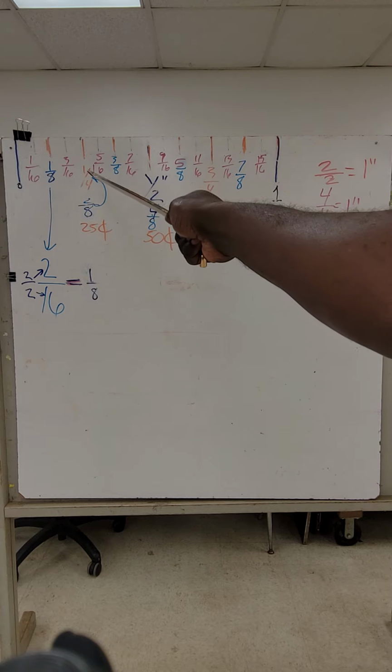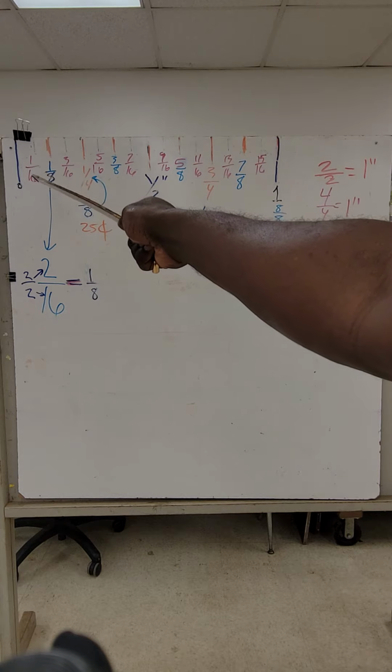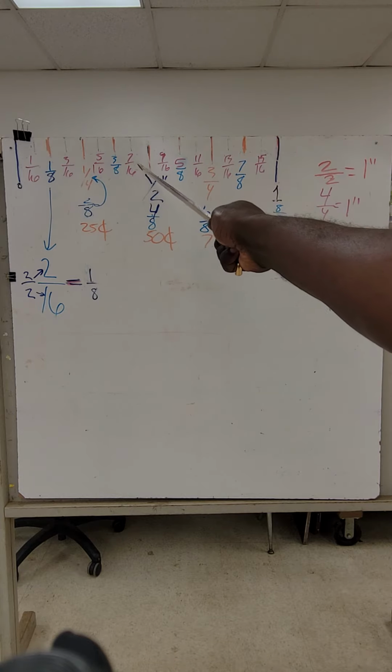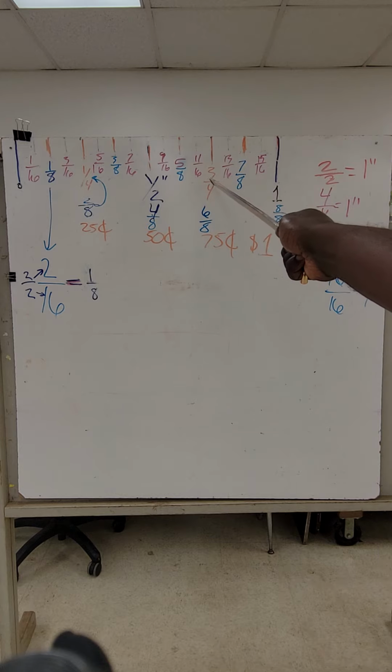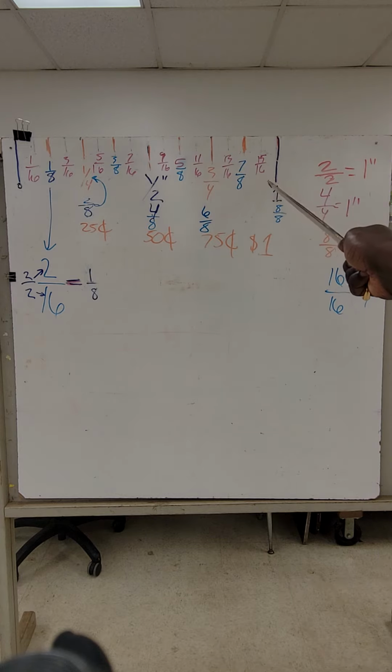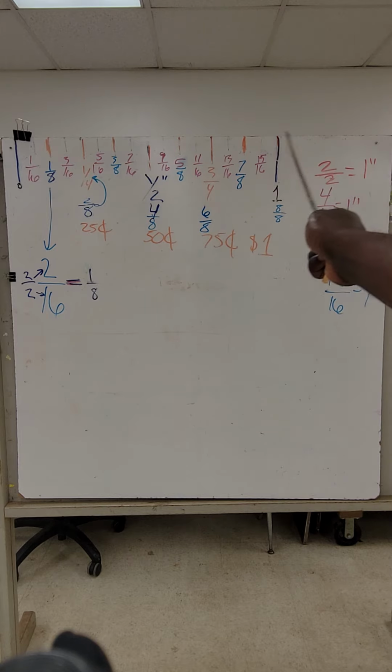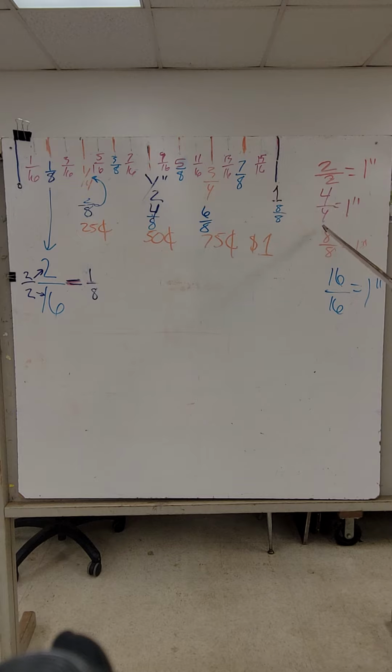And then you'll start counting individually, 1, 2, 3, 4, 1, 2, 3, 4, 1, 2, 3, 4. Find your 3/4, 1, 2, 3, 4. And then if you go 1, 2, 3, 4, it's 4/4, which is 1 inch. Anything over itself is 1 inch. As you can see, 2/2, 4/4, 8/8, 16/16 is 1.